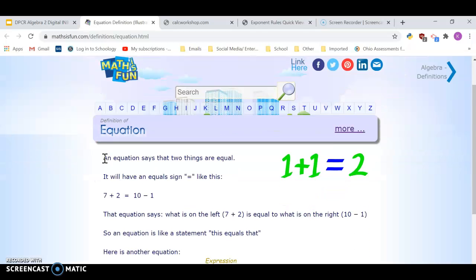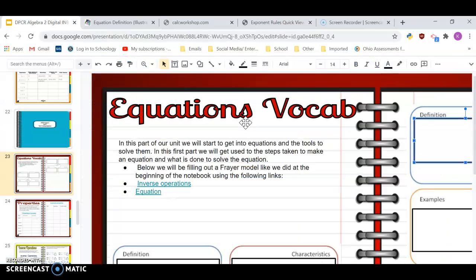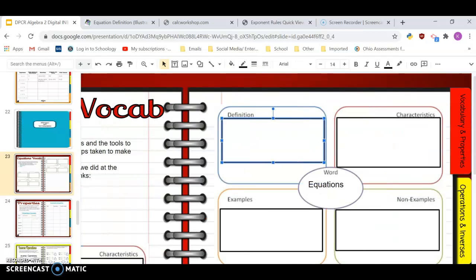because I feel like that's something we can all get a hang of. So an equation is something that says that two things are equal. That's a pretty simple definition. So over here on equation, I'm going to click that, and let's just paste that information right there. An equation says that two things are equal.